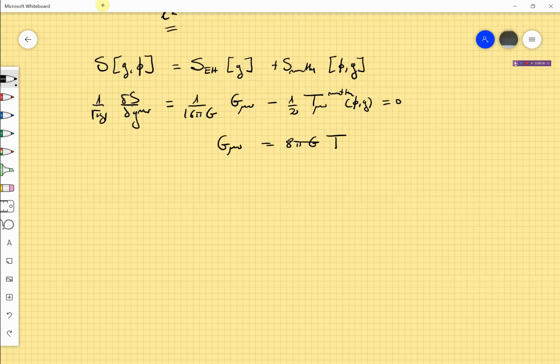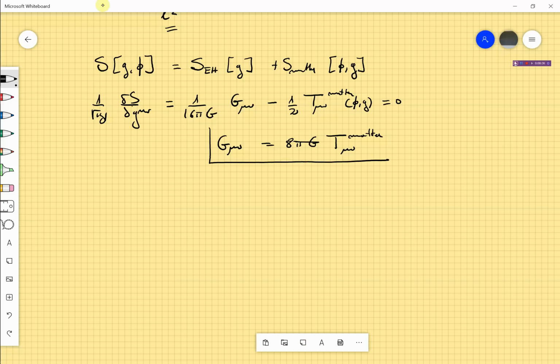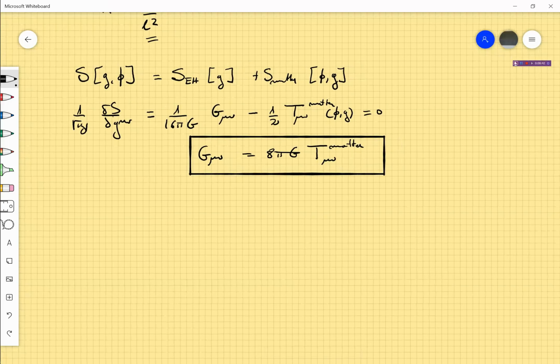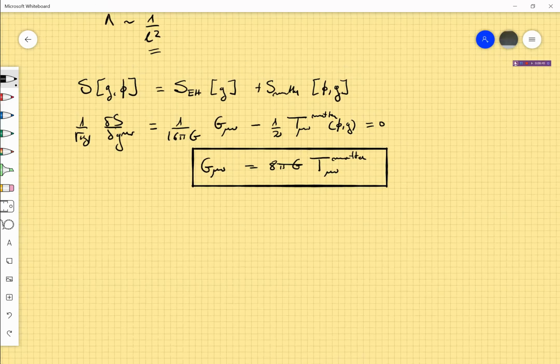You get this, which are the Einstein equations. Now the complete ones, not just the vacuum Einstein equations. As we have advanced, anything that you write in this form will act as a source for the gravitational field. And this is the source for the gravitational field.